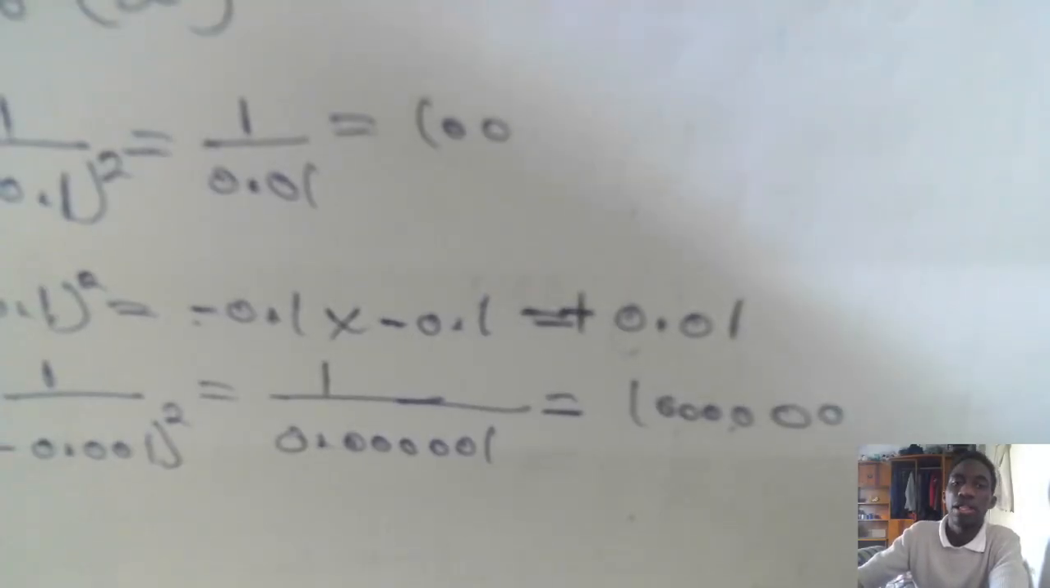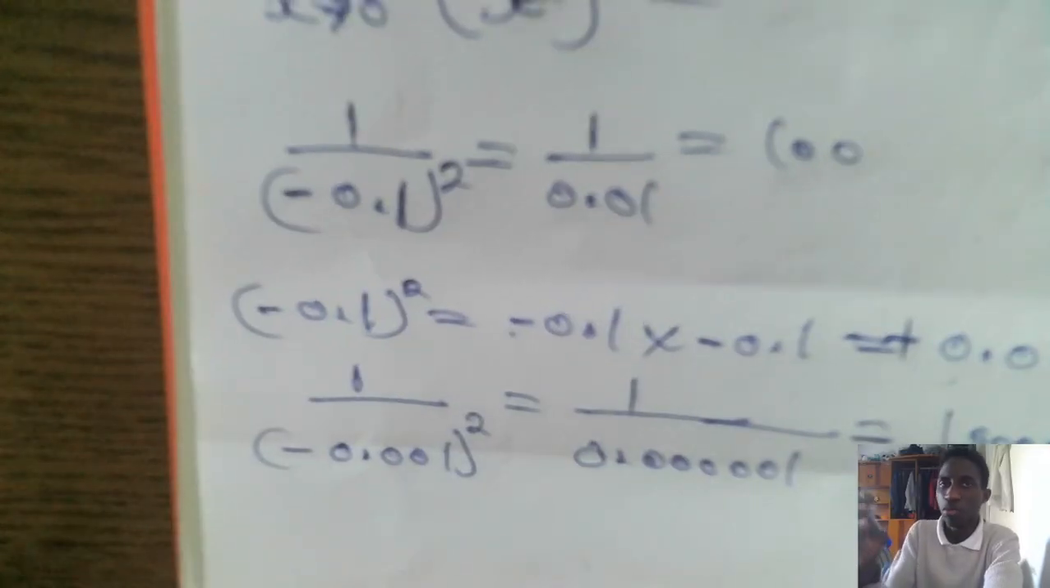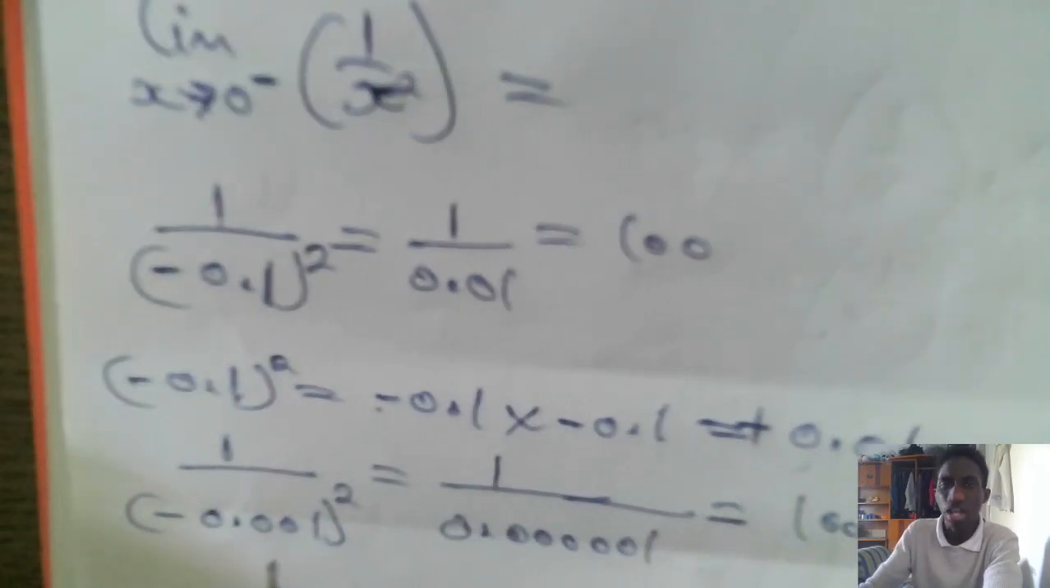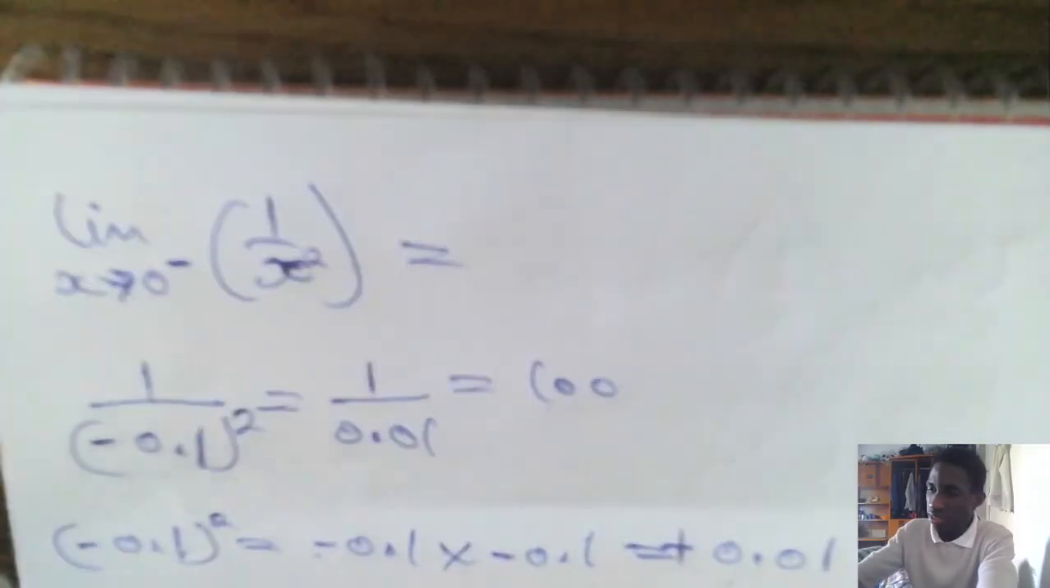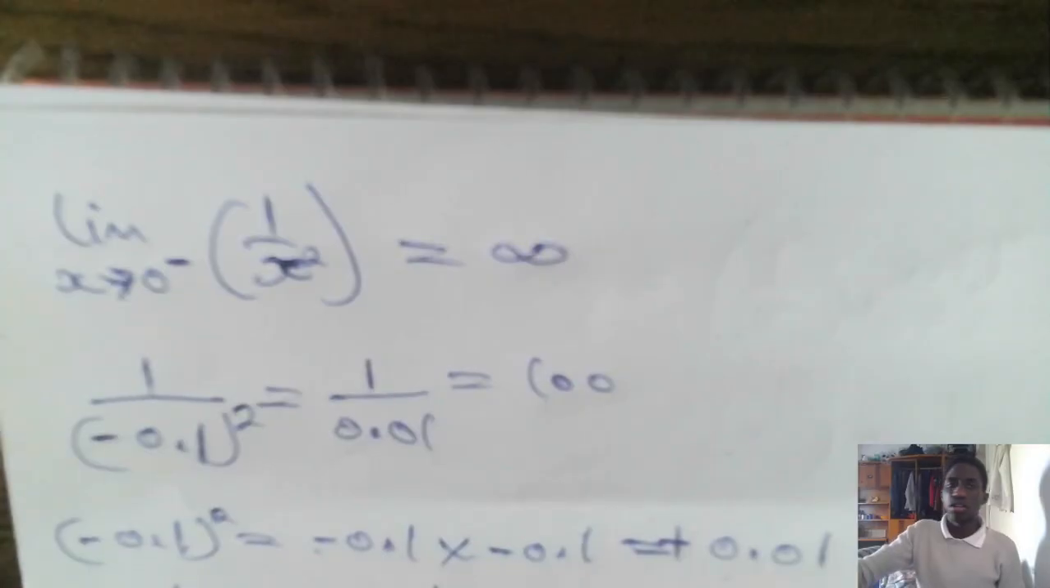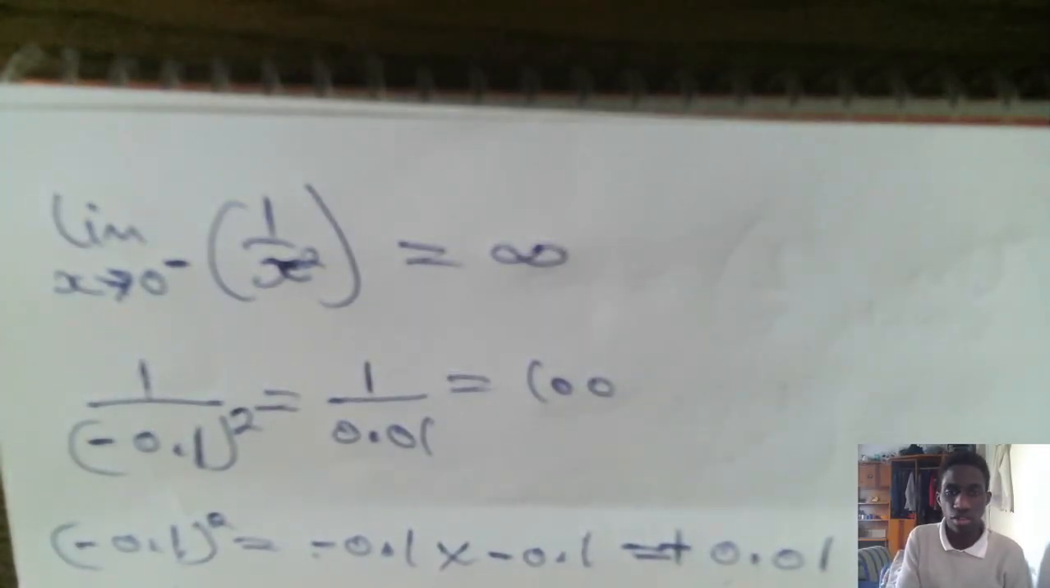So we see that when we approach zero from the left, as we put in small negative numbers, we are still getting larger and larger positive values. So we can now conclude that the limit is infinity. So let's use a graph to verify this.